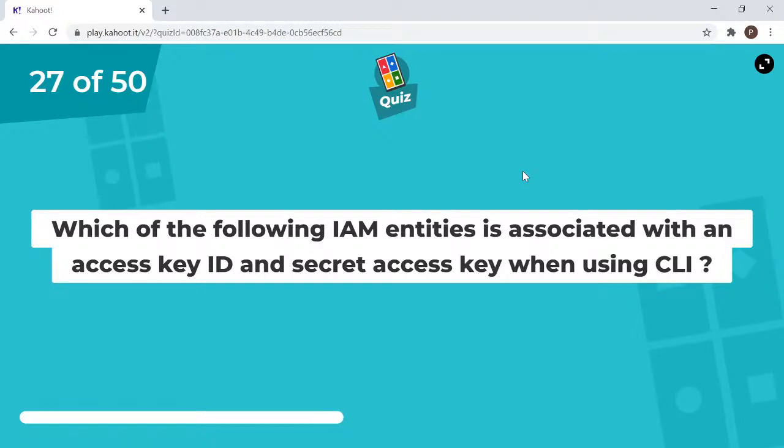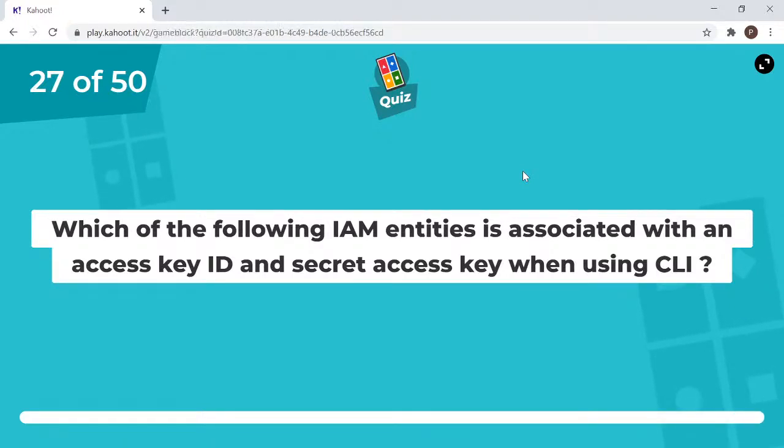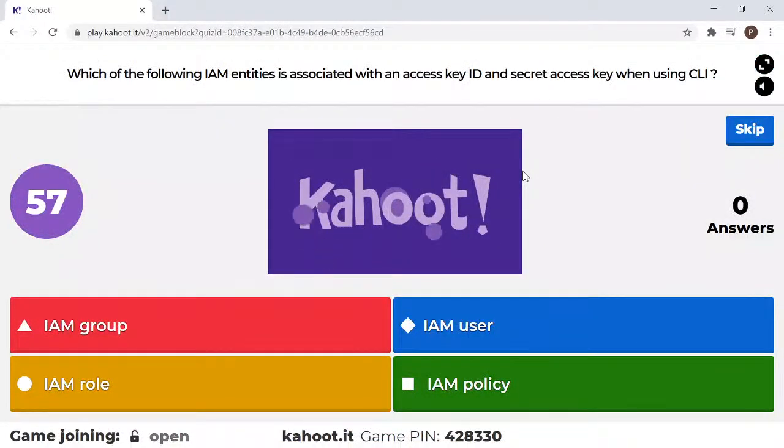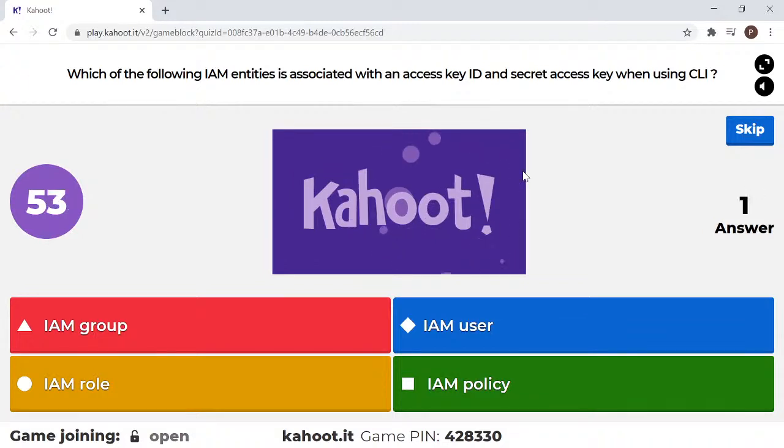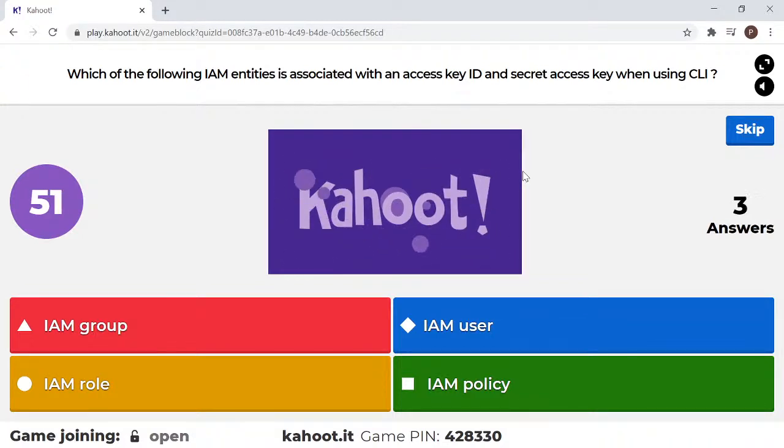Which of the following IAM entities is associated with an access key ID and secret access key when using CLI? IAM group, IAM user, IAM role, IAM policy.